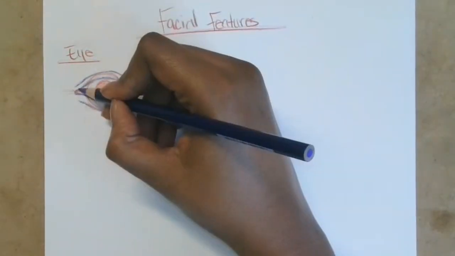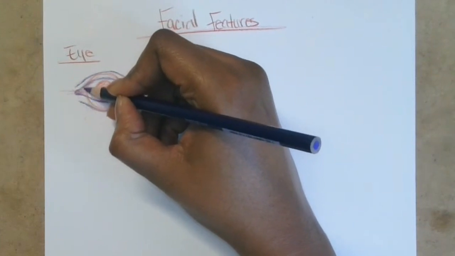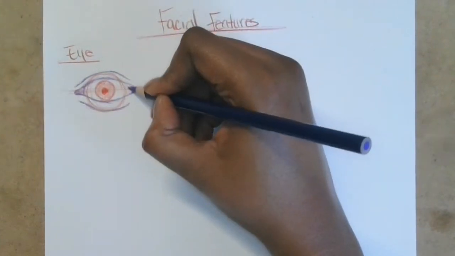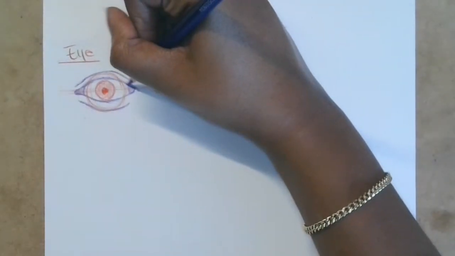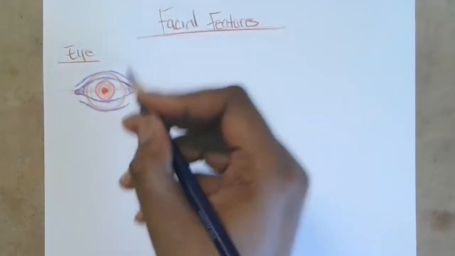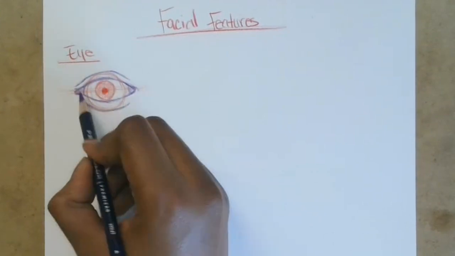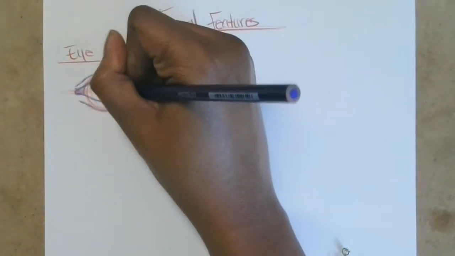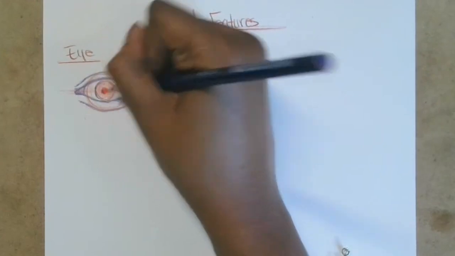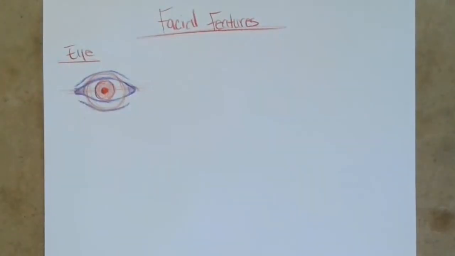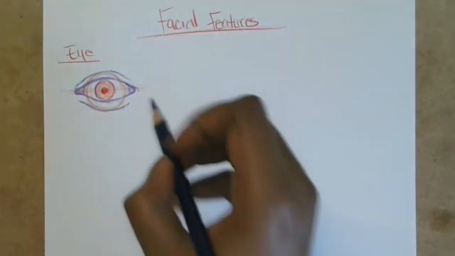So that's one eye. This would technically be that pink inner corner of your eye, here and here. That connective tissue. I'm just going to darken this a little bit. So this is the front view of the eye.